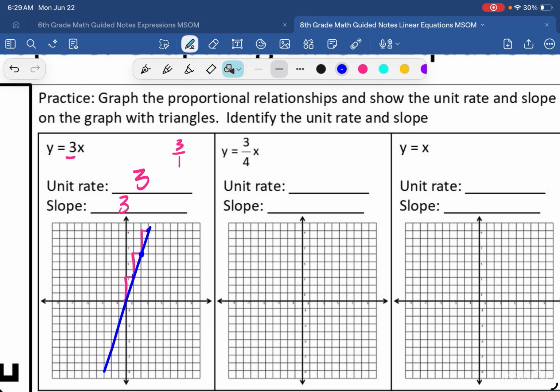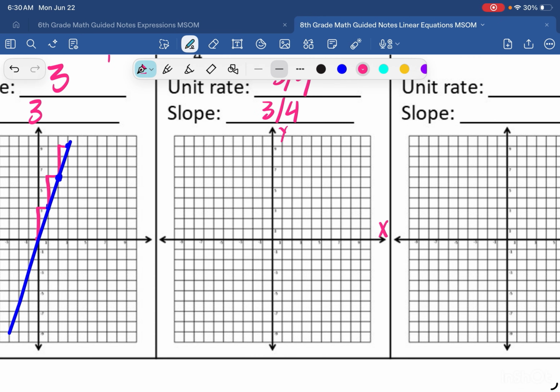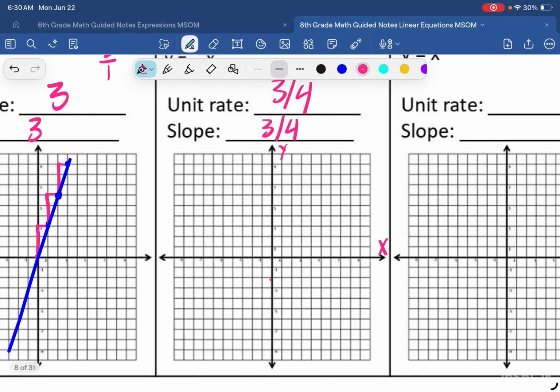Okay, let's look at the equation y equals 3/4 x. So my unit rate and slope will be the same in these relationships. So it's 3/4. We have x and y. So if I'm starting at the point 0, 0, I'm going to go up 3, for every 3 vertical. For every 3 in the change of y, I'm going to go over 4.